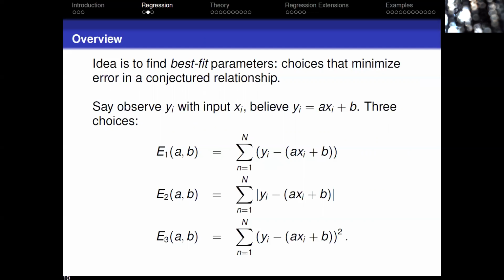My first choice of error is just take the observed value yi and subtract what I predicted and then sum all the errors. The second is to take the absolute value, and the third is to take the square.